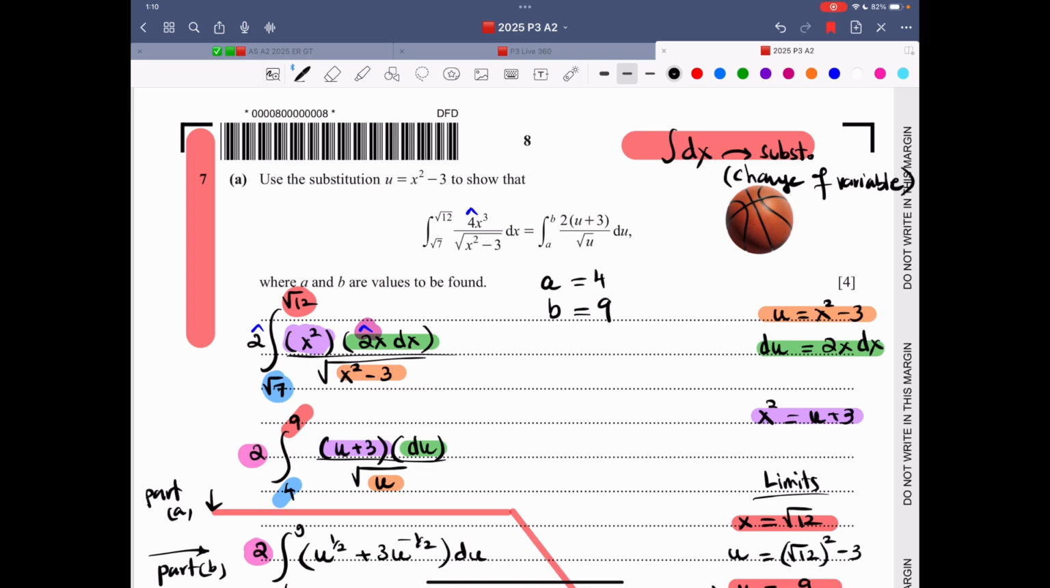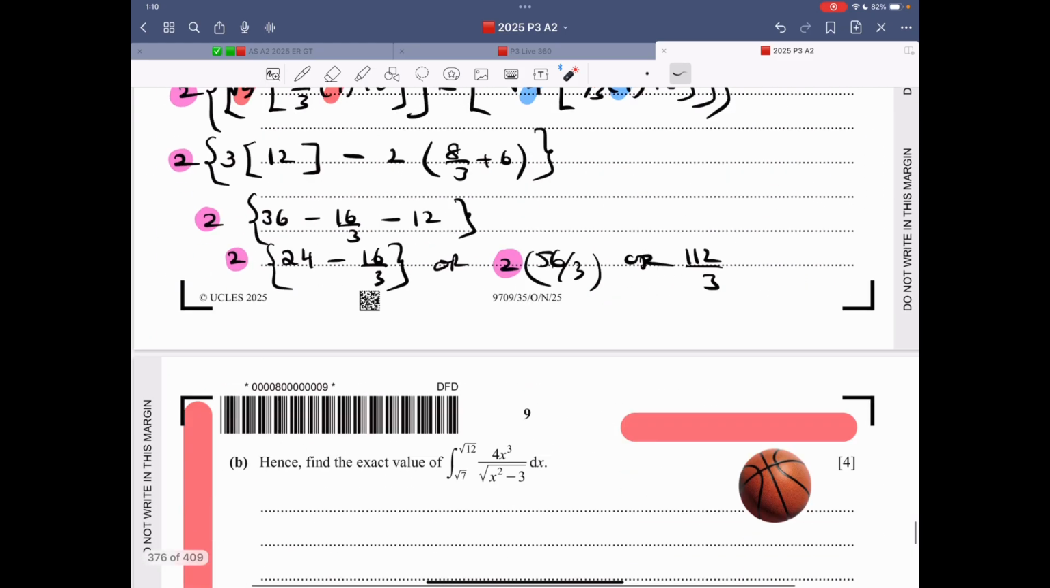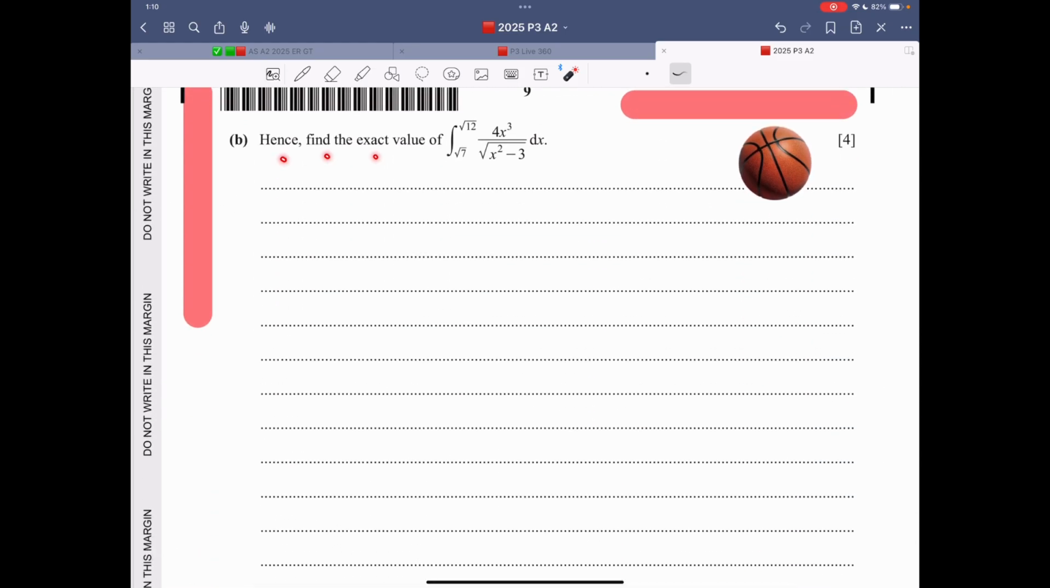So now let's focus on this. It says use the substitution u is equal to x square minus 3. Show that when you change over this thing, it becomes this thing. That is 4 marks, where a and b are to be found. The limits, very easy. And then the next part that was on the next page, hence find the exact value of this integral. That's another 4 marks.